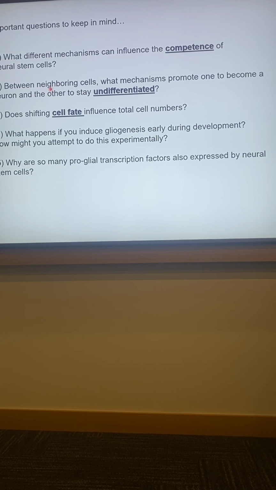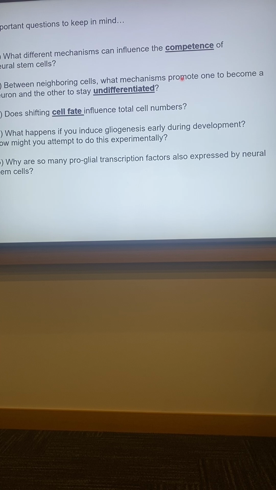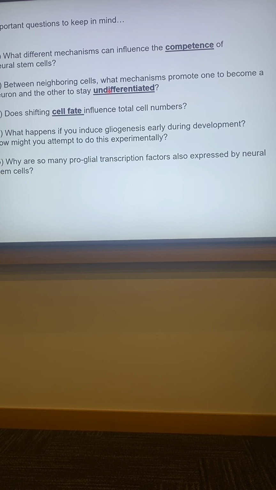I'm going to talk about neighboring cells and how they influence each other and signal to each other, either via growth factors or cell contact, and how they influence each other to stay differentiated or undifferentiated. So, anyone want to take a stab at what an undifferentiated cell is?